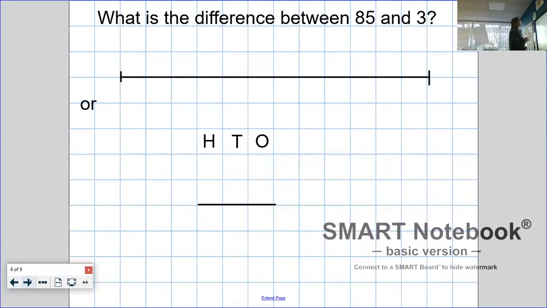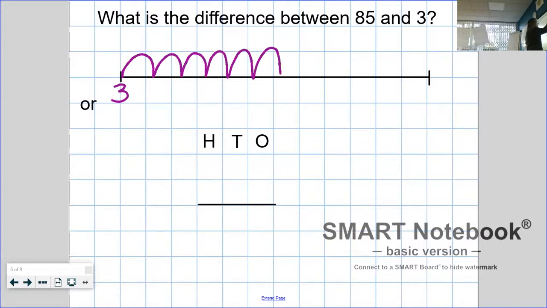Let's try this one. 85 and 3. I'll show you them both now. This might be a bit simpler. Start with my smallest number on the left, 3. And I'm wanting to get to 85. I'm going to show you both ways, but I could go add 10 is 13, 23, 33, 43, 53, 63, 73, 83, and then 84, 85.